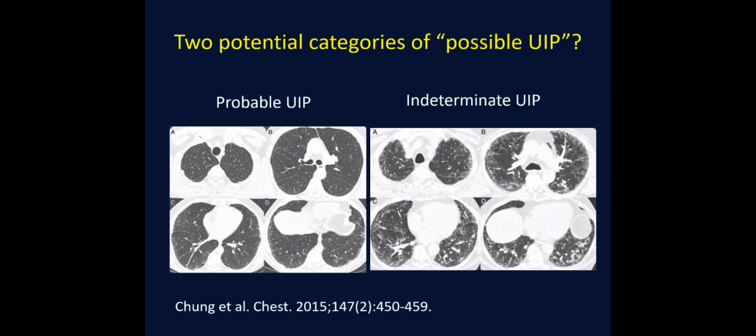Now, what about this category of possible UIP? Well, it turns out that there are some subsets of this. We can identify people that look like UIP, with basal predominant, peripheral predominant reticular abnormality, just no honeycombing, and we can call these probable UIP. In contrast, we have other cases where it's really much less specific: patchy ground glass, maybe there's basal predominant, and these need to be regarded as indeterminate.